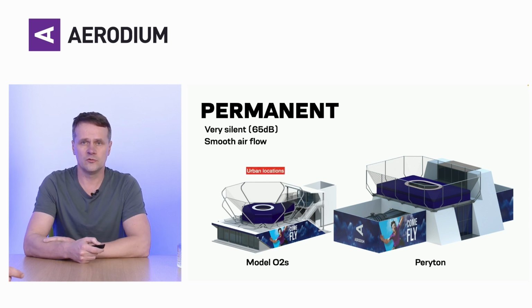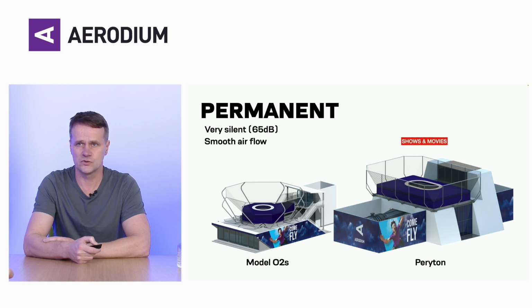So we have two models. We have the O2S, which is the scaled-down version of the big one, and the big one is called Peryton. Peryton is the same machine which was used for Tom Cruise, and this machine is still available for show business or for movies.